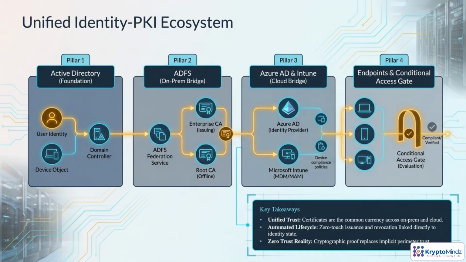Think of this ecosystem as 4 pillars forming a single system of record for identity and trust. Active Directory anchors user and device identities. Certificates from the enterprise CAs extend that identity into ADFS, Azure AD, and Intune, so the same cryptographic credentials work on-prem and in the cloud. Intune and device policies continuously report health and compliance. Conditional access then evaluates identity, device posture, and certificate validity together before granting access. When PKI is designed this way, certificates become the common currency of trust. Lifecycle events mirror identity changes, and zero-trust decisions are enforced consistently everywhere.